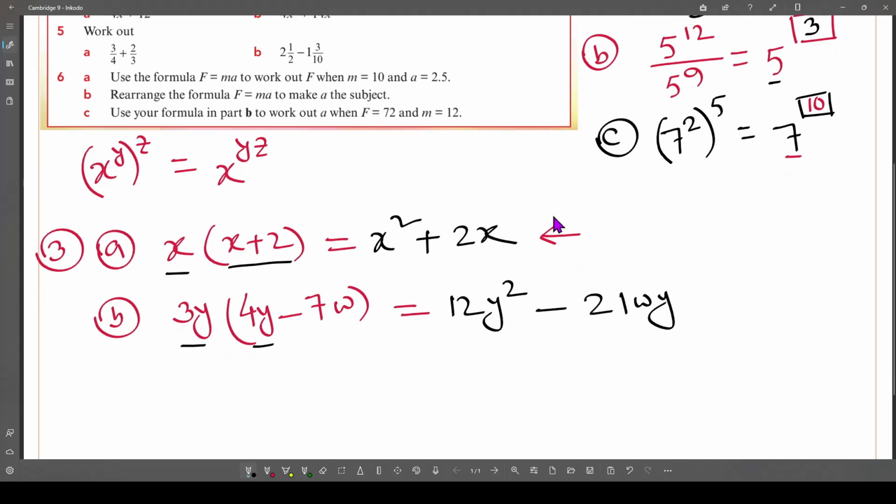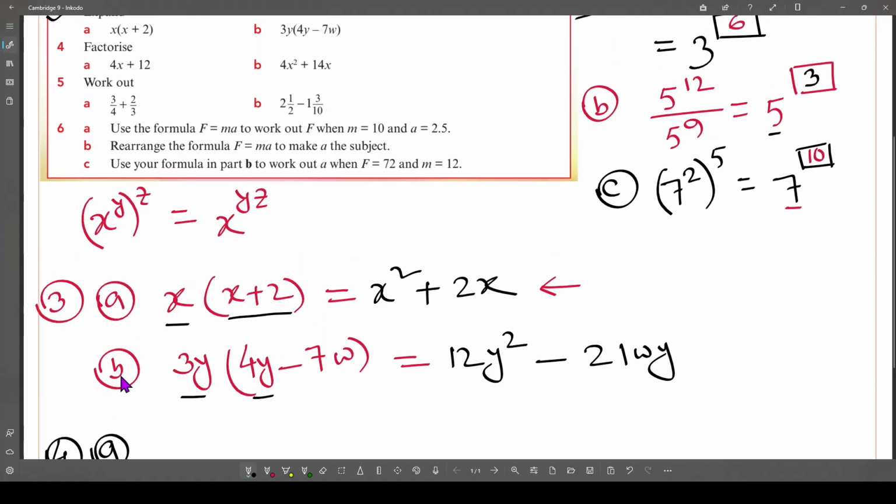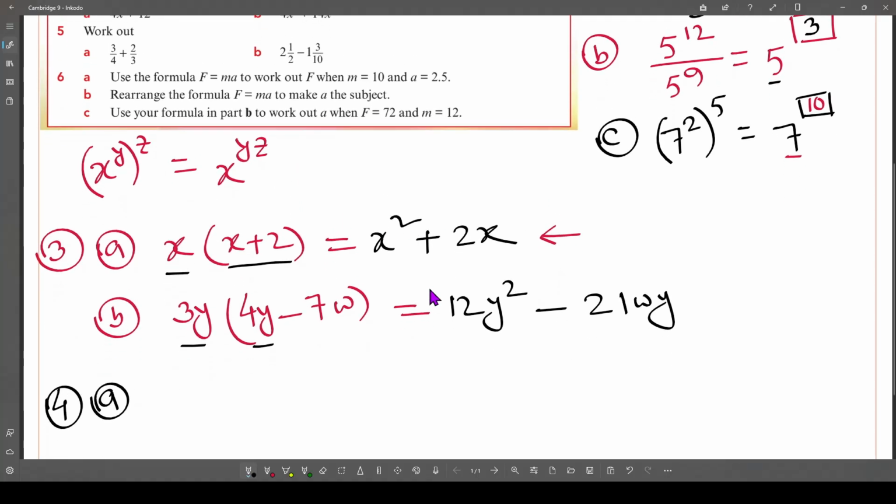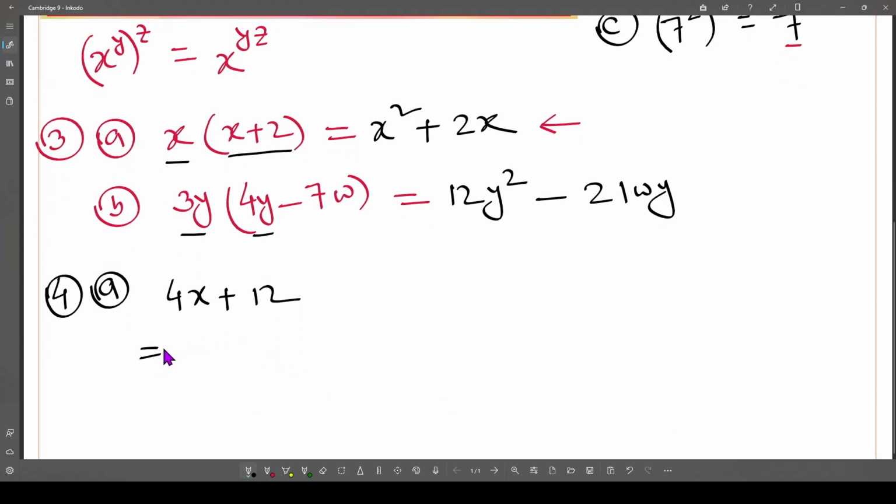Now factorize. Number 4. A. 4x plus 12. 4x plus 12. So we have to find out the common factor. Here is 4 and here is 12. We can take common 4. So 4 times (x plus 3). Very simple.